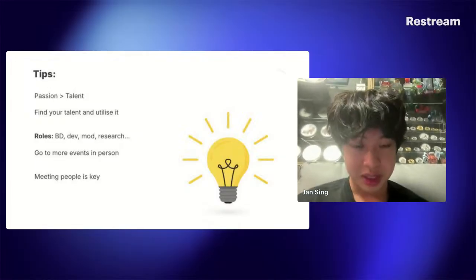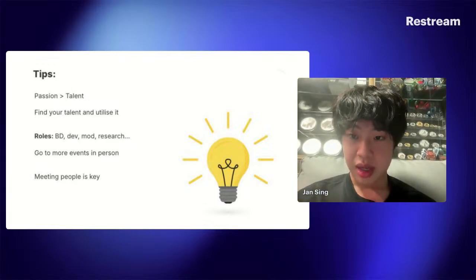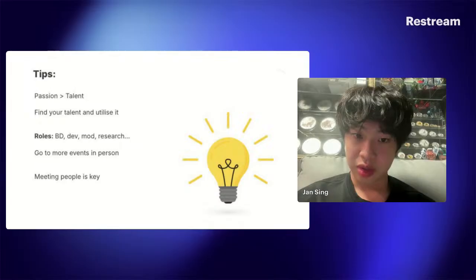Key thing for Web3 is you really need to network and be at in-person events. And yeah, meeting different people is key. Make sure you build your network, and long-term reputation is needed. Don't rug.